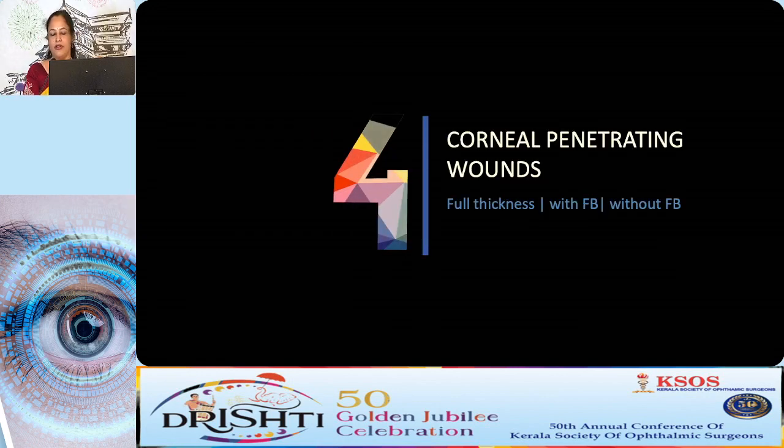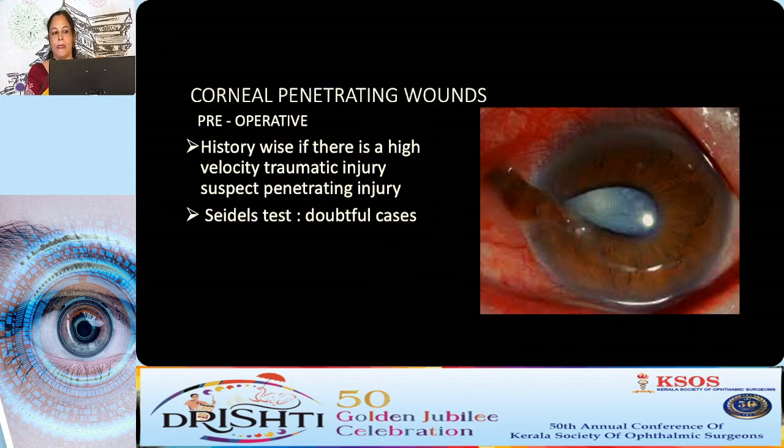Then comes corneal penetrating injury. Now it could be a full thickness with foreign body or without foreign body. And preoperatively, whenever you get a penetrating injury, history is very important. If at all there is a history of a high velocity traumatic injury, always suspect a penetrating injury, even if you're not able to examine the child. And only if you are doubtful that it has not gone full thickness, only then do a Seidel's test. You can do a full Seidel test to see if it is negative or positive.